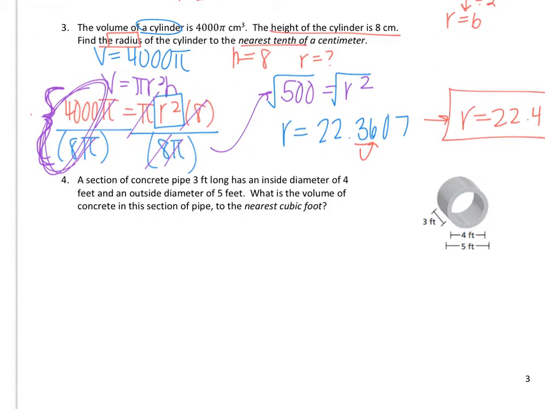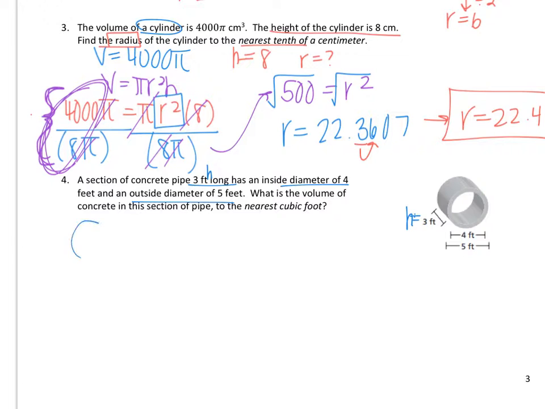Example 4 is one of those composite shapes. It says that we have a section of concrete pipe that's 3 feet long. This is also representing the height. H equals 3. It has an inside diameter of 4 and an outside diameter of 5 feet. What is the volume of the concrete in this section of pipe to the nearest cubic foot?